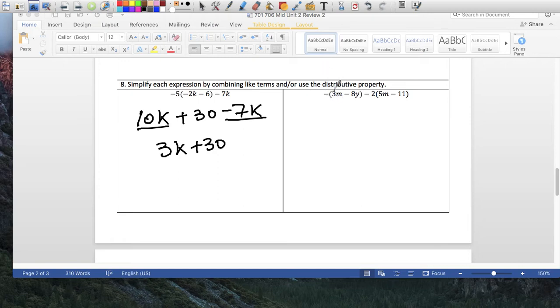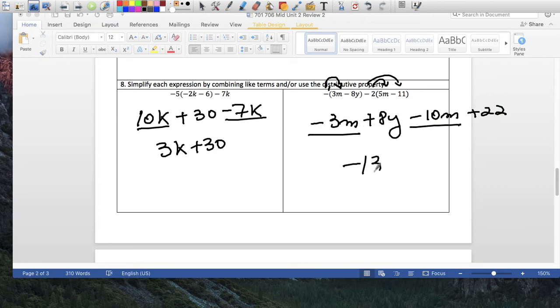There's a minus sign in front, so let's put a 1 here. If I do the distributive property, negative 1 times 3m is negative 3m, and negative times a negative is a positive, so that becomes plus 8y. Negative 2 times 5m is negative 10m, and negative 2 times negative 11 is positive 22. I can combine negative 3m and negative 10m. It's going to give me negative 13m. And then positive 8y plus 22 don't combine, so I'm just going to copy both of them, and my final answer looks like that.